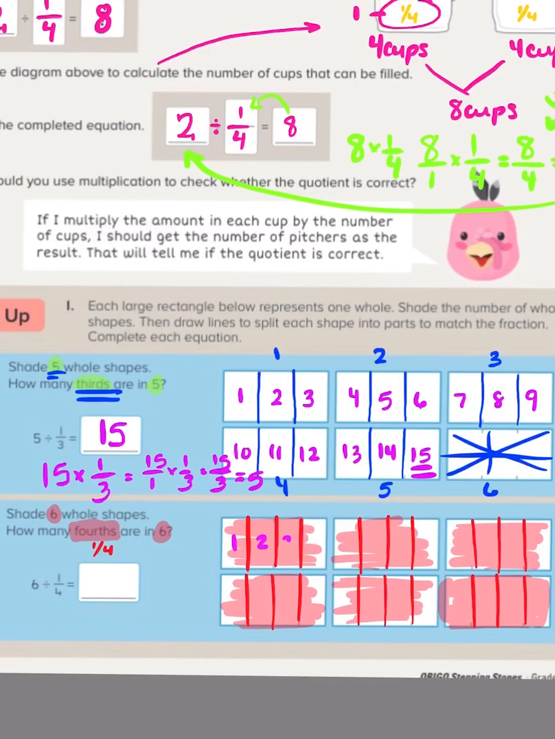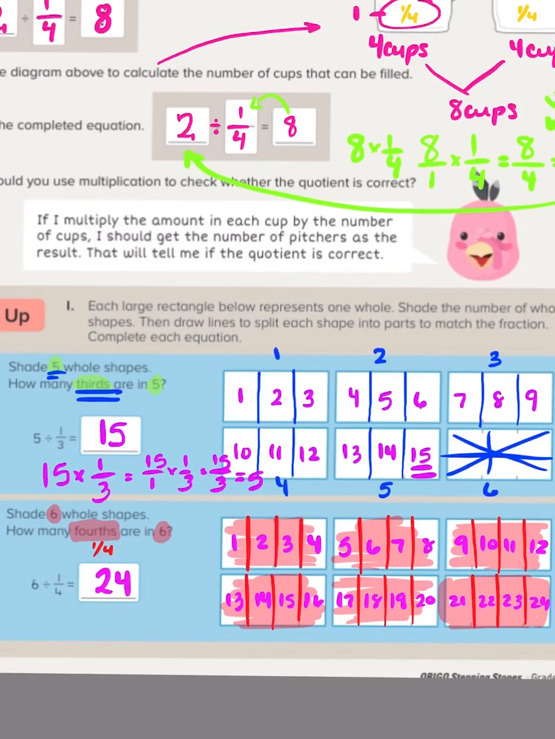1, 2, 3, 4, 5, 6, 7, 8, 9, 10, 11, 12, 13, 14, 15, 16, 17, 18, 19, 20, 21, 22, 23, 24 pieces. So my answer is 24.